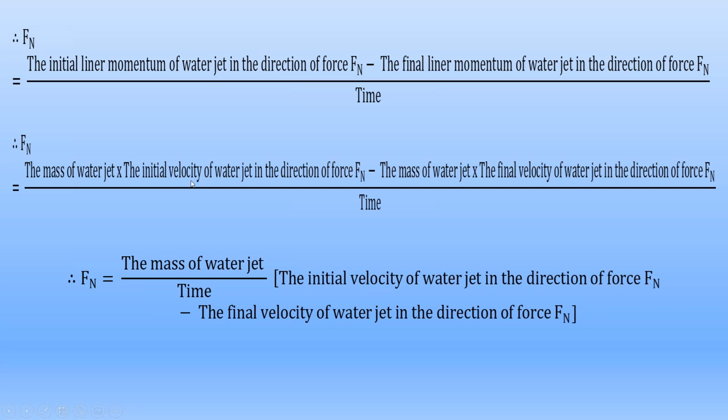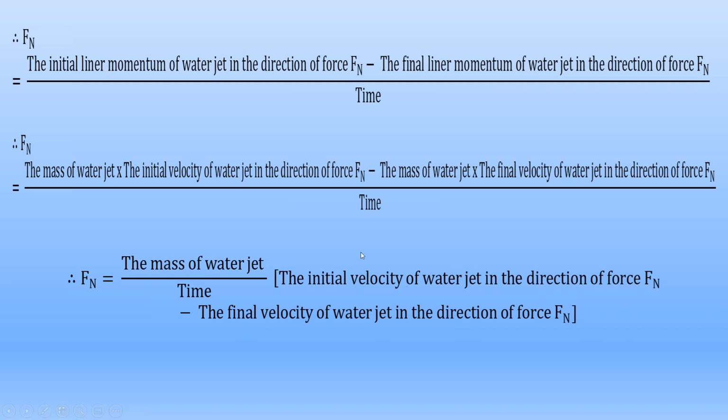Take this mass of water jet in the numerator common. Then the right hand side becomes: Fn is equal to the mass of water jet divided by time into the initial velocity of water jet in the direction of force Fn minus the final velocity of water jet in the direction of force Fn.